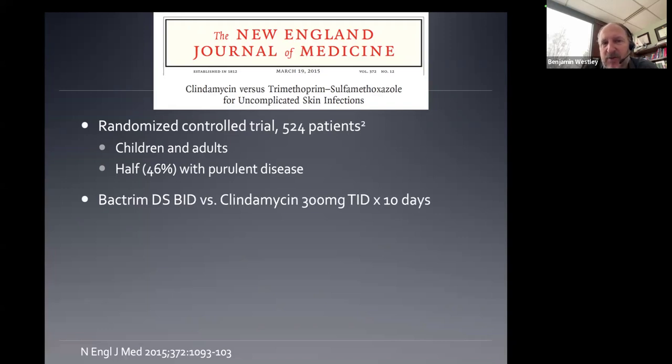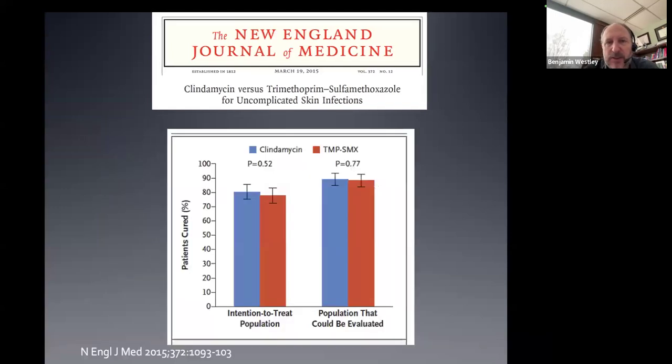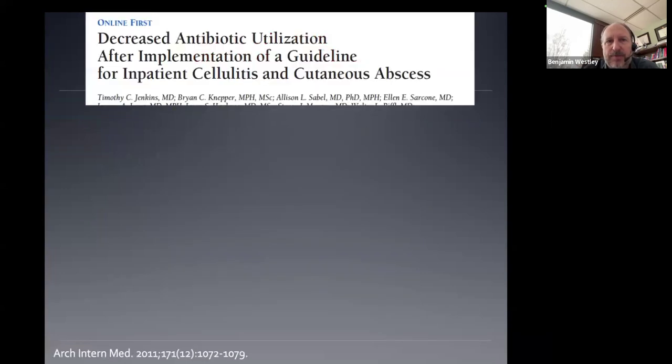And they gave them either Bactrim, and that was just one pill twice a day, not 2 pills, just normal 1 pill twice a day, versus clindamycin at 300 TID. And there were equivalent cure rates and equivalent complication rates. This was moderate disease, but they excluded people that were septic, so they couldn't have a high fever. And here's the intention to treat and evaluable populations that showed that basically cures with either drug were about the same in the 80 to 90% range.